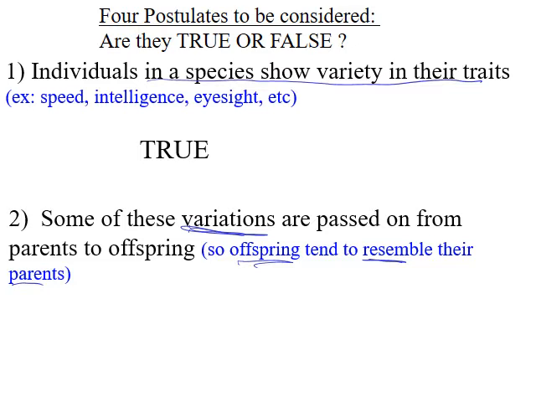So variations do tend to get passed on from one generation to the next, meaning that offspring tend to resemble their parents. Notice I didn't say they're identical, because most of the time we're talking about sexual reproduction. So we say they tend to resemble their parents in certain attributes. Not all attributes, of course.